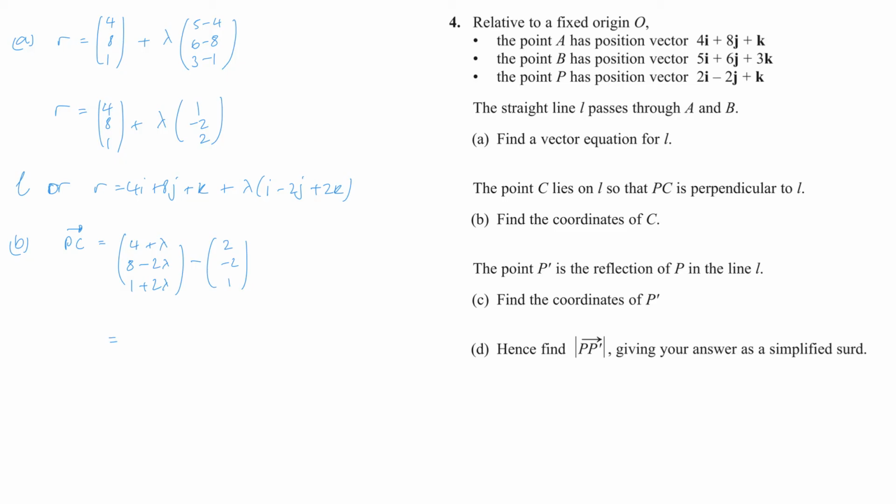So 4 minus 2 says 2 plus lambda, 10 minus 2 lambda and 2 lambda. Now, since it says it's perpendicular, then PC times by the direction, so 1, minus 2, 2 of L, should equal 0.